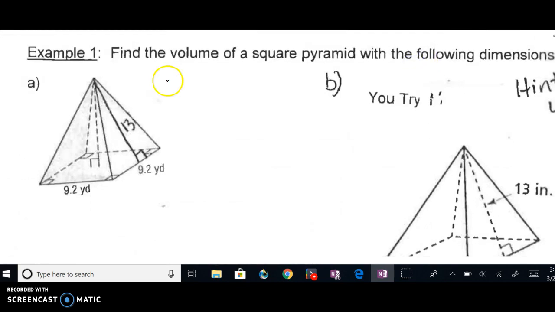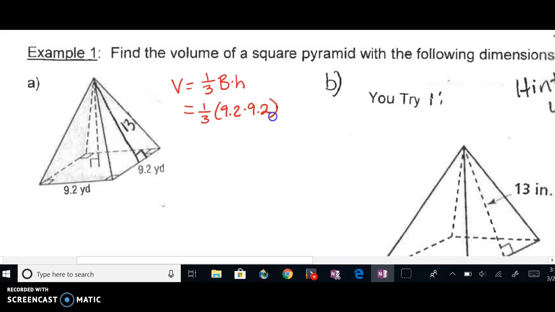Okay, so my formula is 1/3 area of the base times height. And my area of the base, that's not too bad. That's 1/3 times 9.2 times 9.2. But I don't know my height. My height is going to be this guy going right up the center, and I don't know it. So I have to figure out some way to come up with that height.